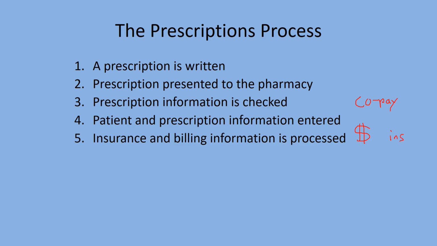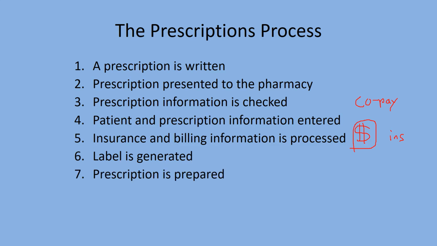Once the claim is adjudicated, a label will be generated. And when the label starts printing, that's how you know that you're going to get paid for it. So go ahead and start prepping the prescription. So you'll prepare the prescription, look at the label 3 times, double check everything against the hard copy. Then you'll leave it out for the pharmacist to check. We'll take a look at how they'll do that in the retail chapter.